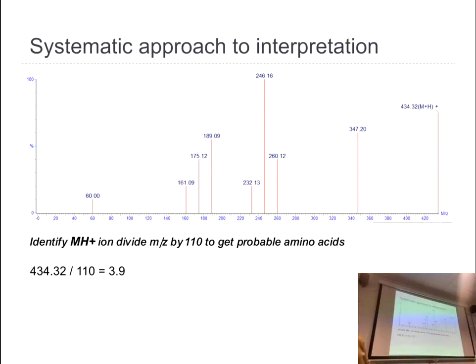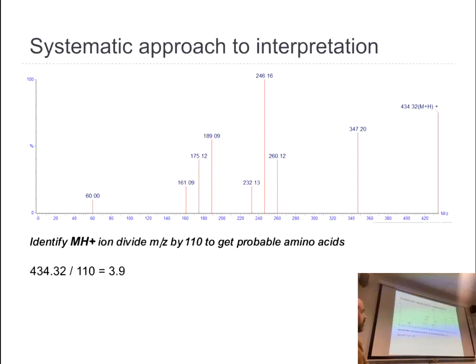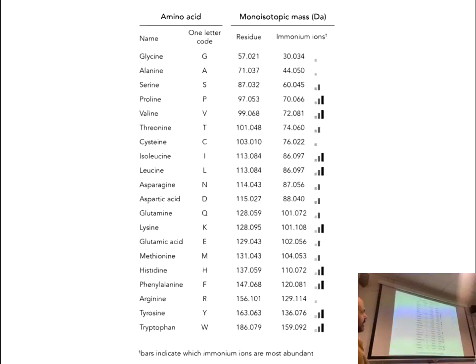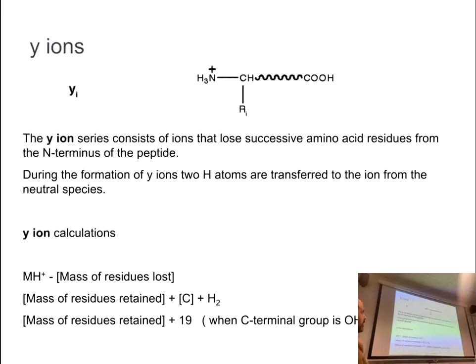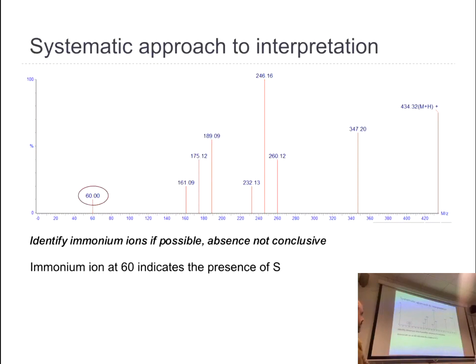The next step was to identify the ammonium ions if possible. Absence is not conclusive. The ammonium ions go from 30 up to 160, so they're at the very low end of the spectrum. You go down there and there's a 60 here. If you look at the table, that indicates the presence of a serine. So you write that down: okay, I probably have a serine.